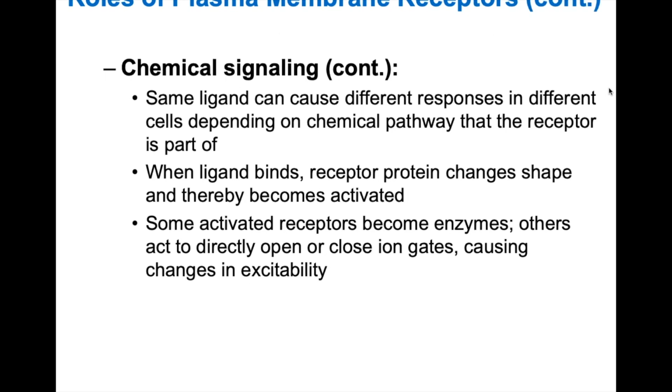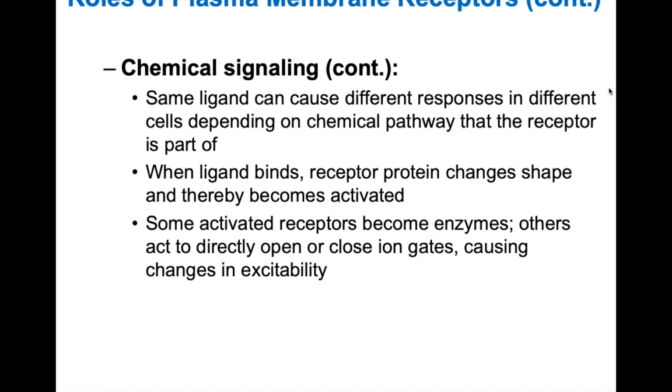So chemical signaling is a really involved process. The same ligand can cause different responses in different cells. So you have one, let's say it's a hormone, one hormone that causes reaction A in this cell can cause reaction B in this cell. It's not always the same response.